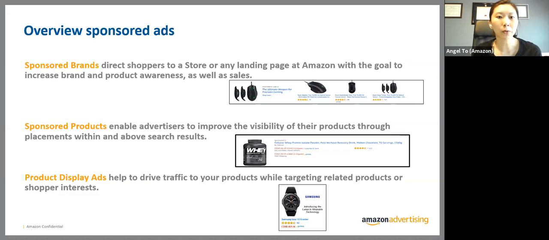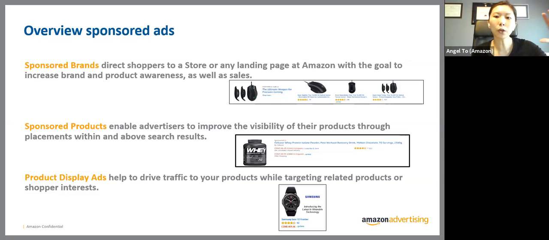The second product is sponsored product, and this is, to my understanding, the product that a lot of advertisers are invested in right now. If you take a look at this example here with Cellucor, it really just looks like a regular product listing, and the intention is for your product to be at the very top of the search results.